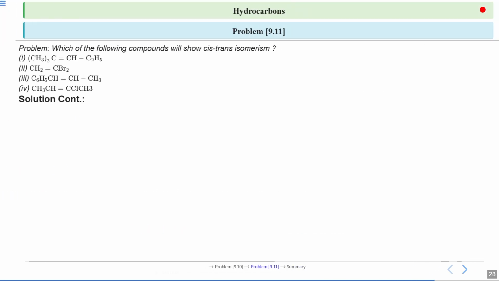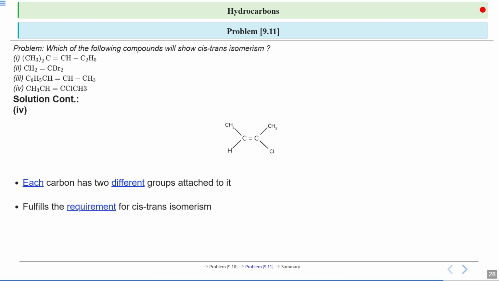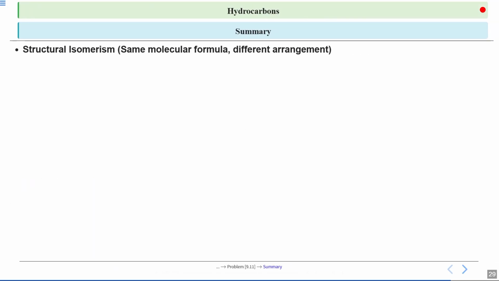Moving on further, what is the fourth option? The fourth option is CH3CH double bond CCl CH3. Now each carbon atom has 2 different groups attached to it, which fulfills the requirement for cis-trans isomerism. Therefore, this compound can also show cis-trans isomerism. So we can conclude that the third and fourth are capable of showing cis-trans isomerism.